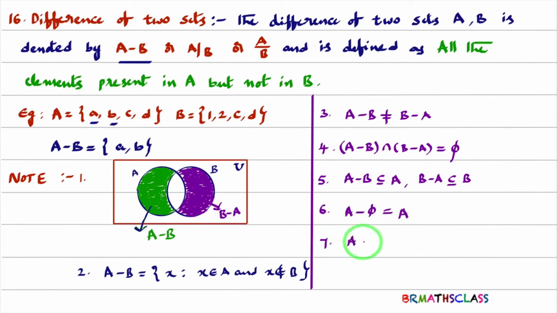7th point, A minus A. What is A minus A? All the elements present in A but not in A. Is it possible? What is the difference between A and A? A minus A is the null set. So A minus A is the null set.